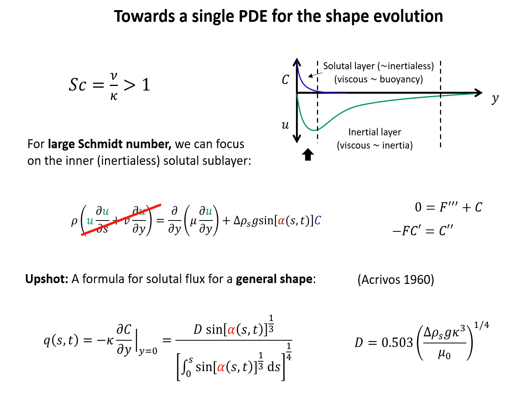And you might be wondering, how does that help? And it turns out that there is a transformation available on neglect of that term, which transforms the system to the same similarity system that I showed you earlier, that applied to a vertical wall. And this transformation, I haven't shown you it here, but it depends on sine of alpha to the third and things like that. The upshot at the end of the day is that you get a general formula for the solutal flux along any general shape, which is given at the bottom here.